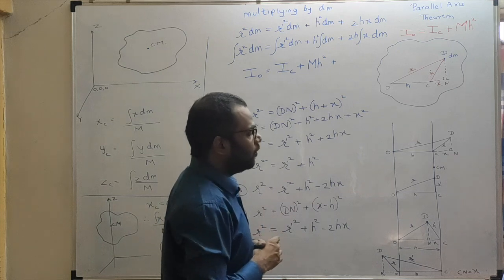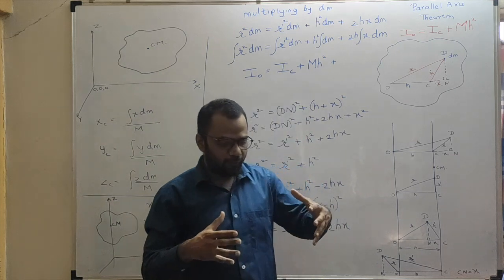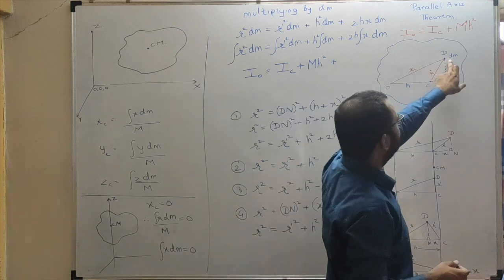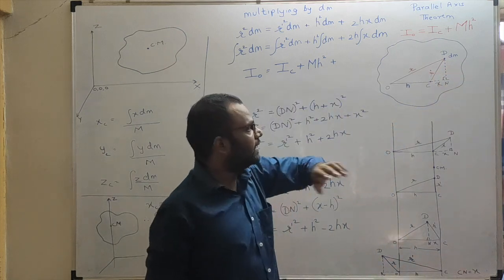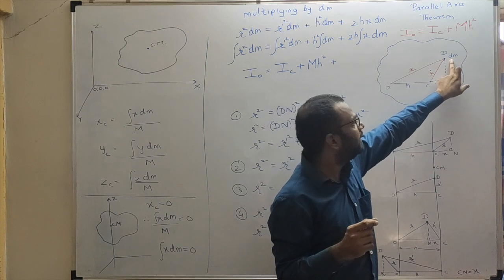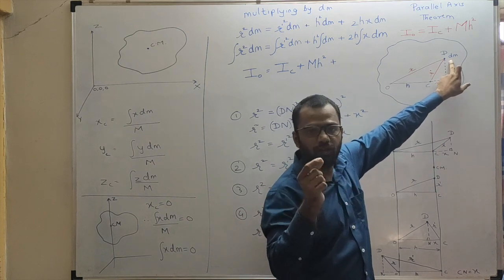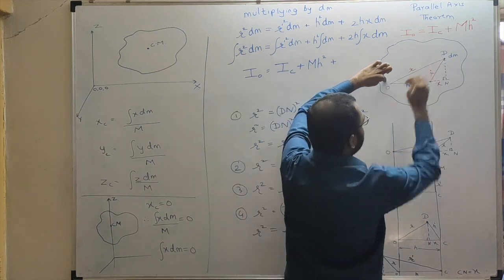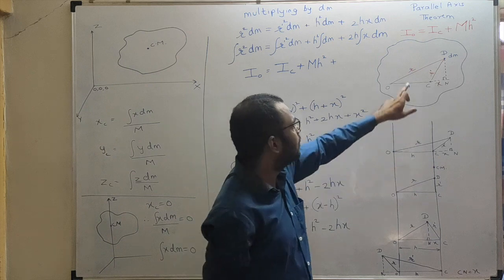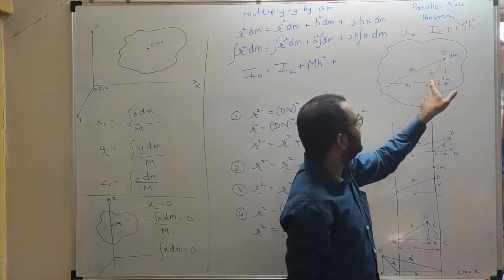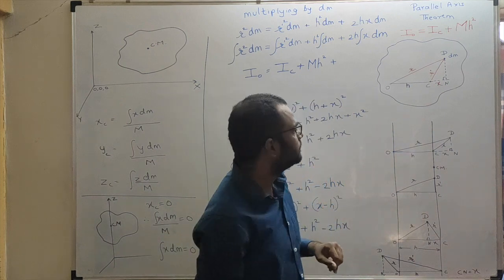Now for that we have to take one particle anywhere. So let us say D is a point. The particle at point D has mass dm. dm indicates small mass or mass of a particle. Now let us join OD and let us call it R. Join CD, let us call it R dash.